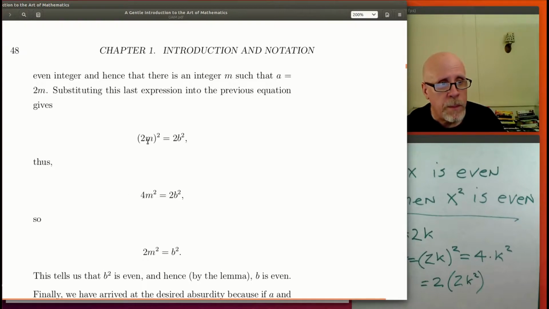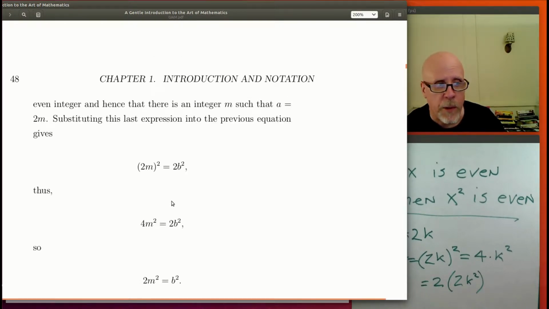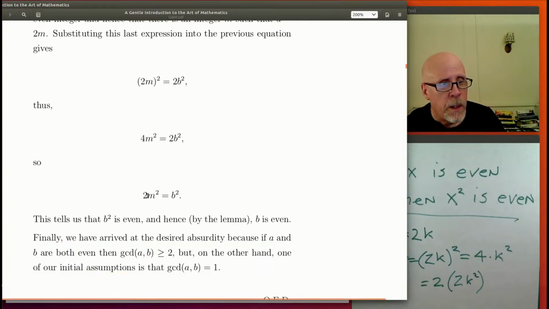This is just algebra. We square 2m and we get 4m squared. And you see how both sides of this have a factor of 2, so we cancel that off. So 2m squared is b squared. Well, what does that tell us? Oh, this tells us that b squared is even, and hence, using the same lemma, that b is even. Now, that actually is the absurdity.